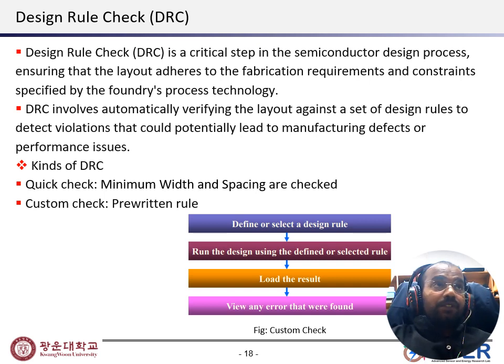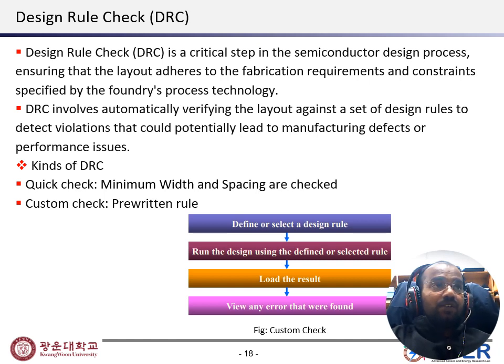Now we will talk about the design rule check. Design rule check is a critical step in the semiconductor design process, ensuring that the layout adheres to the fabrication requirements and constraints specified by the foundry process technology. It involves verifying the layout against a set of design rules to detect violations that could potentially lead to manufacturing defects or performance issues.